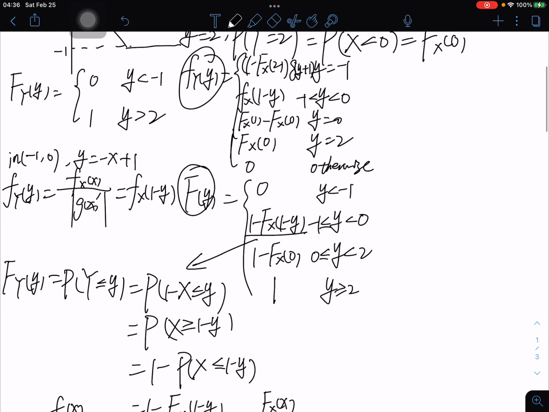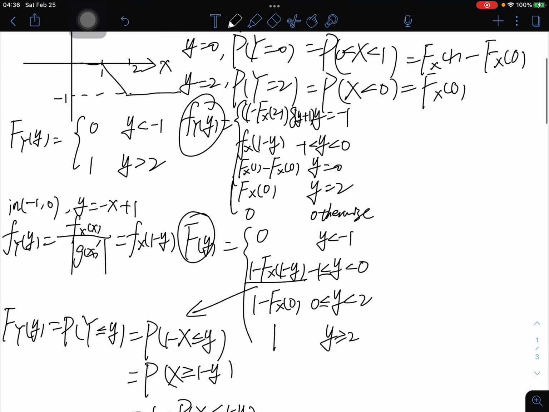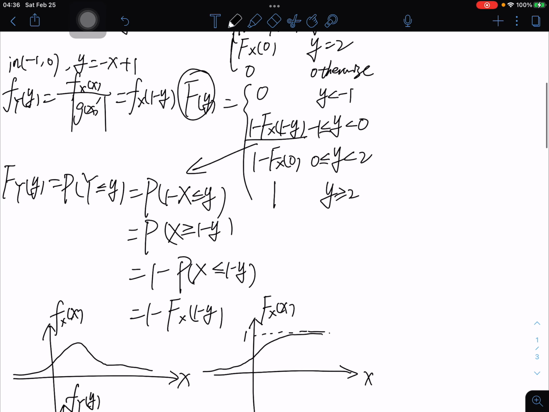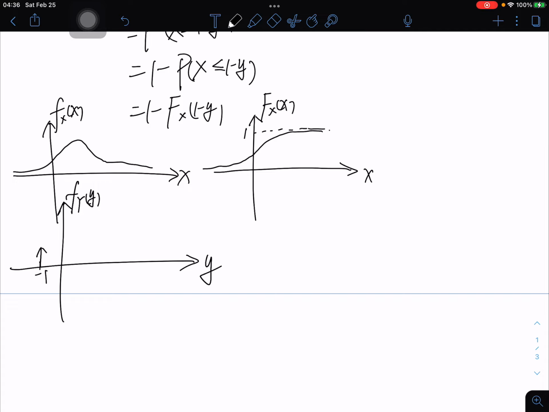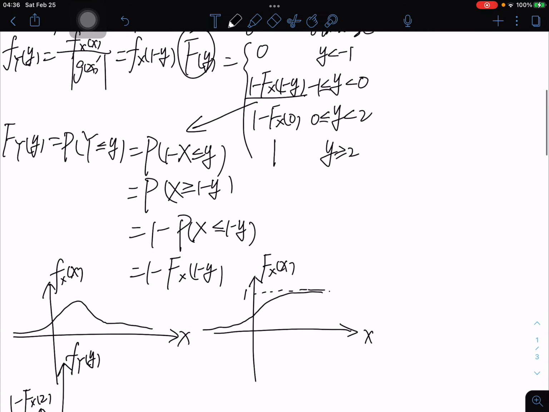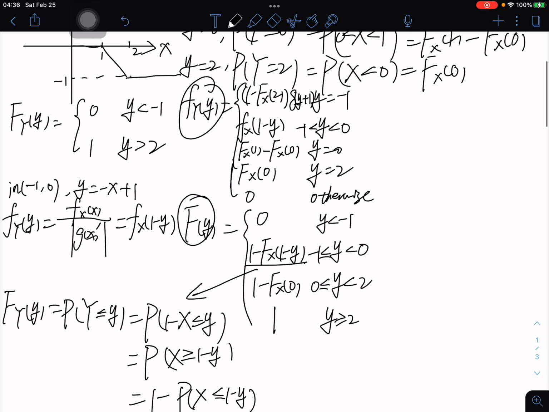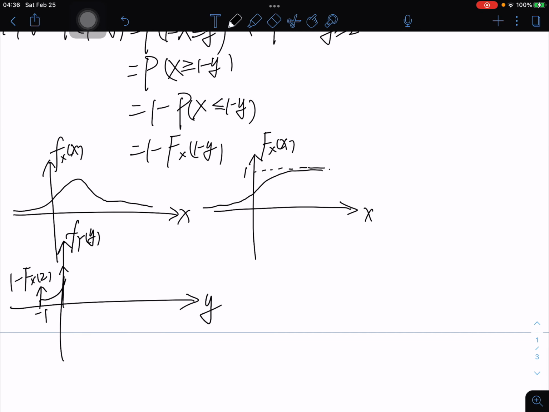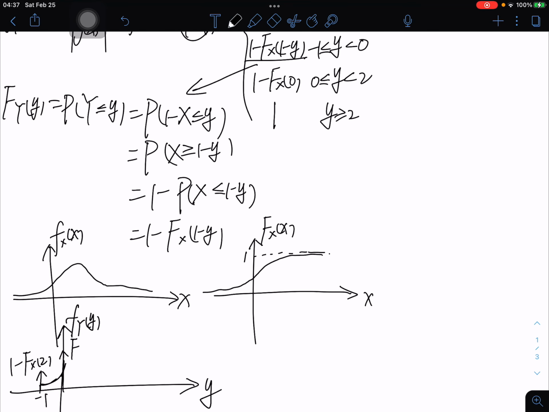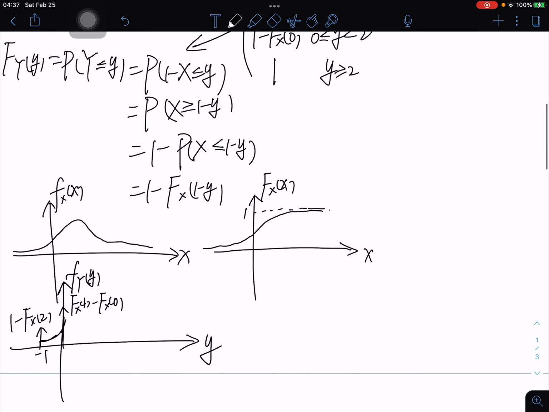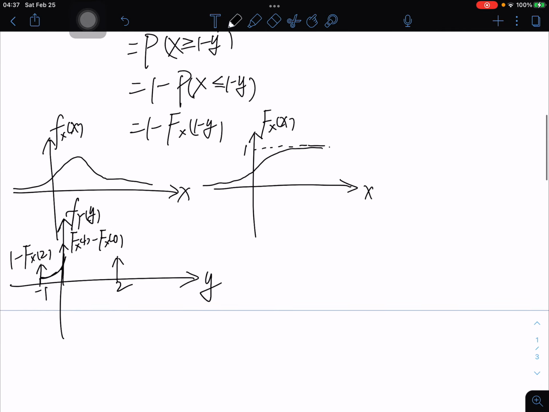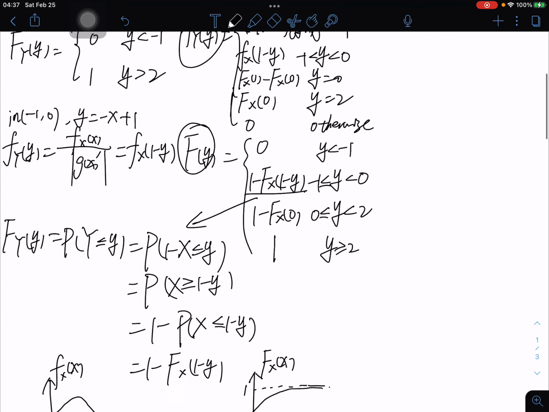First, y equals minus 1. It is equal to 1 minus f x 2. So 1 minus f x 2. From 0 to 1, this function. 1 minus f x 1 minus y, yeah, so it's this function. And y equals 0, f 1, f 0, right? And y equals 2, f x 0, okay? Yeah, otherwise it's 0.